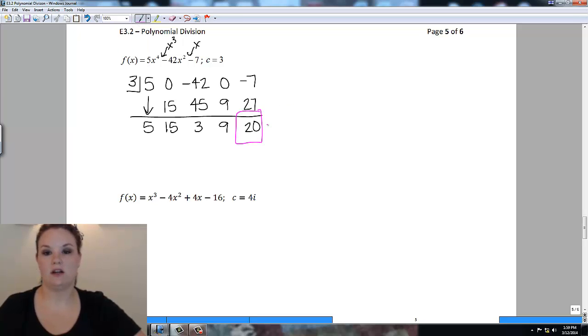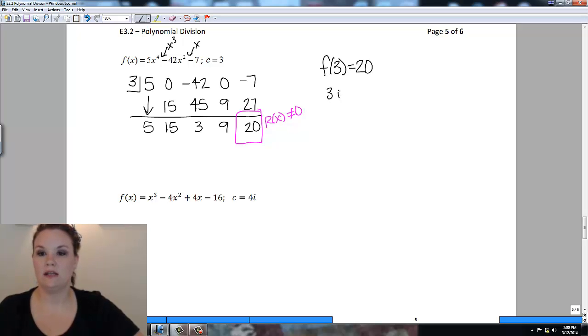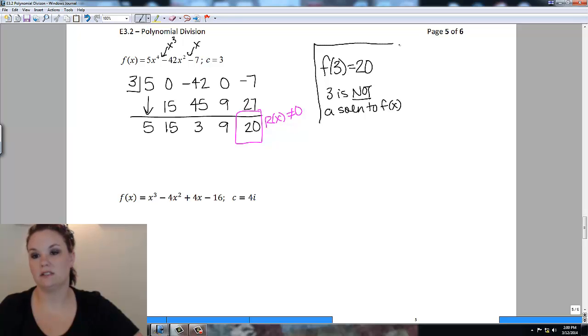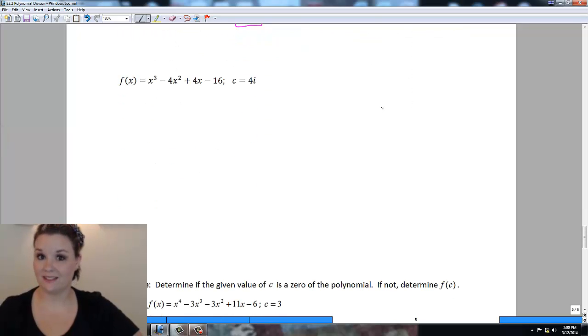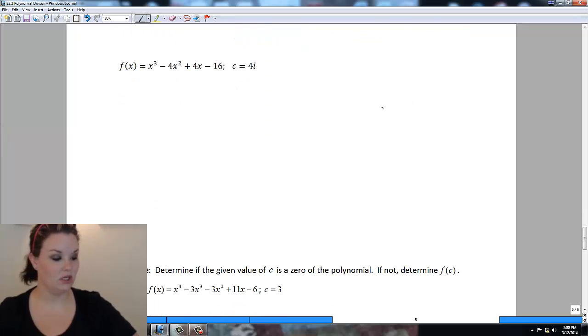So again here, my remainder is not 0. If it's not 0, then that means that my c value is not a 0 of f of x. So we know that f of 3 is equal to 20, and that means that 3 is not a solution to f of x, or it's not a 0, however you want to write that. All right, let me look at one more that has a complex number, and then y'all can do some.